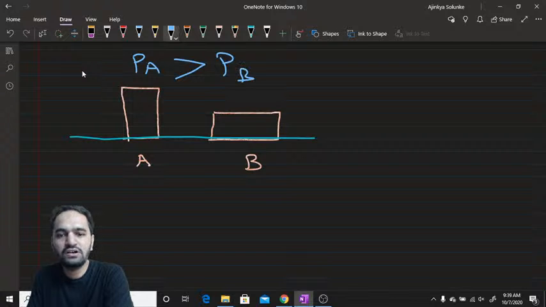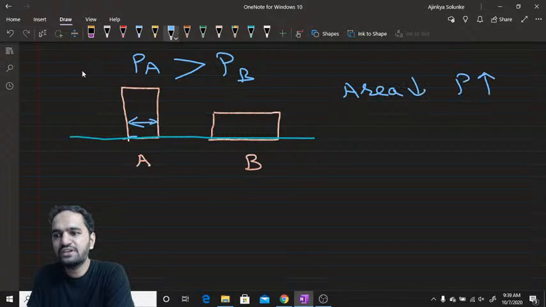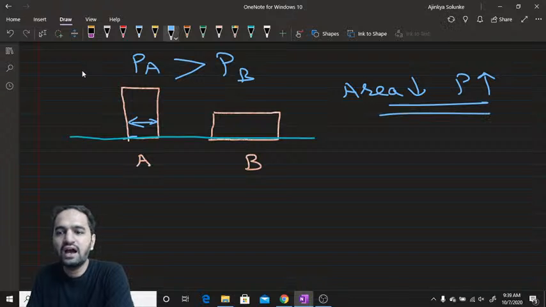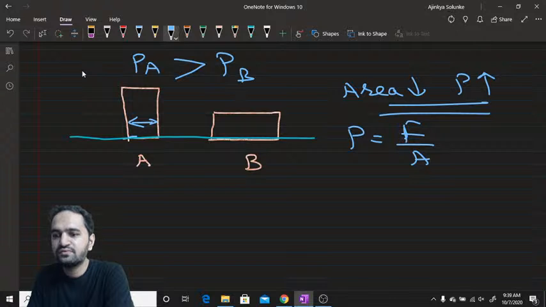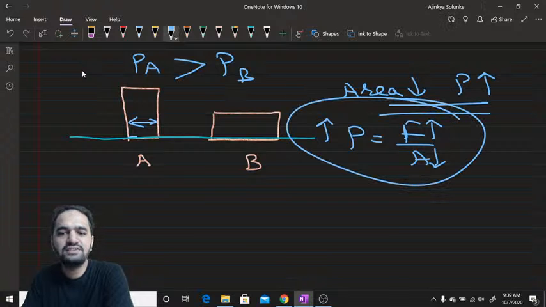Why? Because the area is less. The area acting in case A is less. So if the area is less, then the pressure would be more, according to the formula. I hope you remember the formula: pressure is equal to force by area. So when force increases, pressure also increases, but when area decreases, pressure will increase. That is the logic. Hence, in case of A, the pressure will be more.